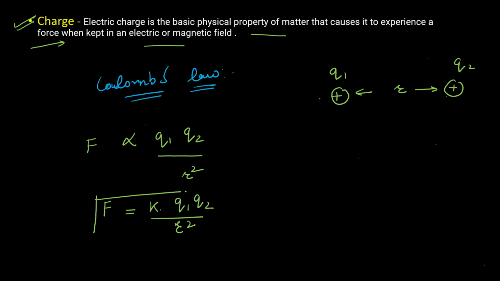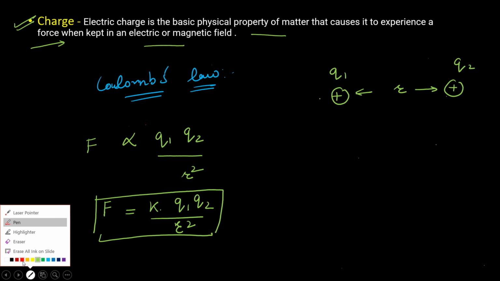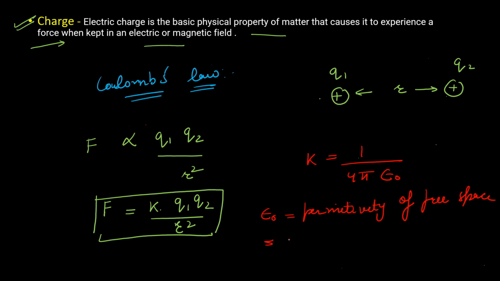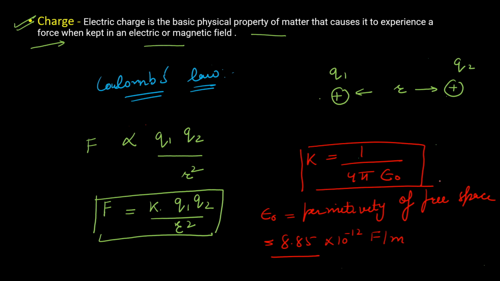So what is the value of k? The constant k stands for 1 upon 4 pi epsilon naught. What is epsilon naught? Epsilon naught is the permittivity of free space, and it has a value of 8.85 into 10 raised to power minus 12 farad per meter. This is important, and these terms you need to memorize for future use.